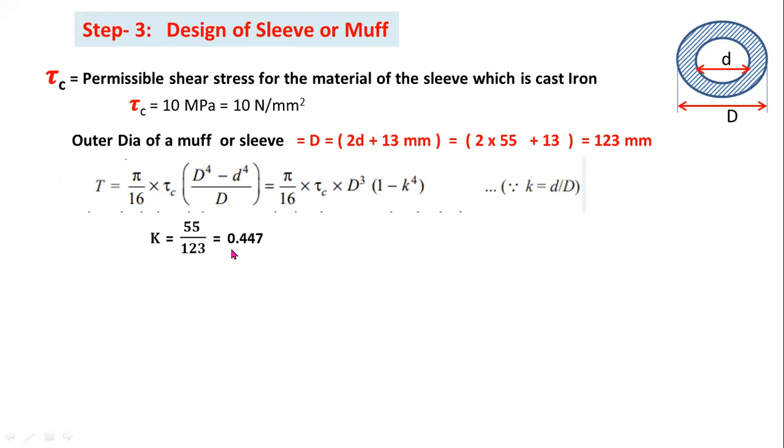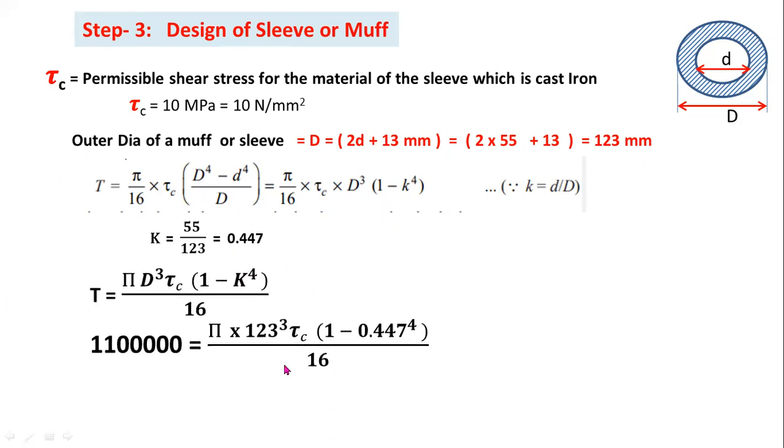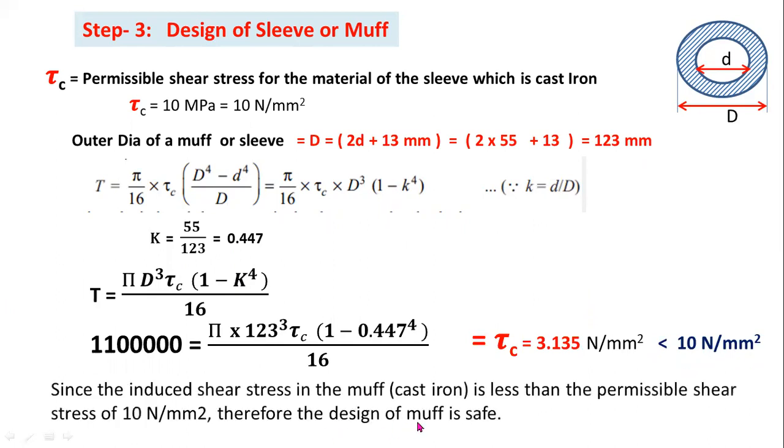Now this is the formula for torque transmitted by the hollow shaft. So now you have to substitute the value of mean torque T and outer diameter and the diameter ratio value. You can get the value of tau C, shear stress induced in the coupling material. Tau C equal to 3.135 Newton per mm square. But the given permissible stress is 10 megapascal. So since the induced shear stress in the muff coupling is less than the permissible shear stress of 10 megapascal, therefore, the design of sleeve or muff coupling is safe.